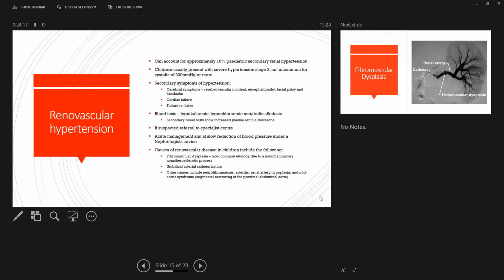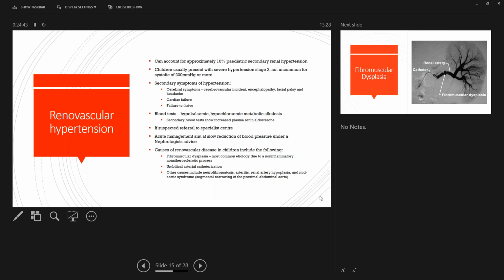So just looking a bit more specifically, renovascular disease, I would say I see it a lot, so I'd say it's very common, but it's not. It's very rare. It accounts for approximately 10% of pediatric secondary renal hypertension. And children usually present with severe hypertension. So we're talking severe hypertension of kind of stage 2.